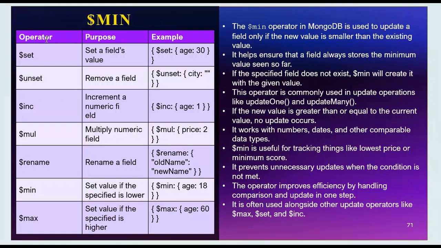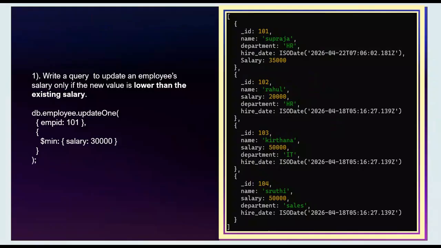Now, let me check one query. This is the employee collection. In the employee collection, we have four documents: 101, 2, 3 and 4. Look at the query here. Write a query to update an employee's salary only if the new value is lower than the existing salary.